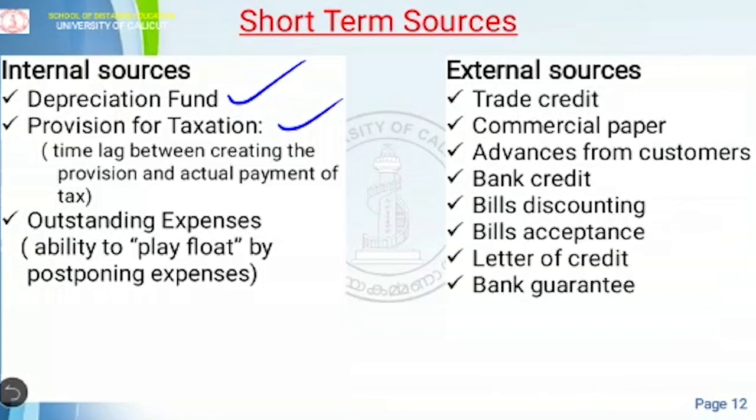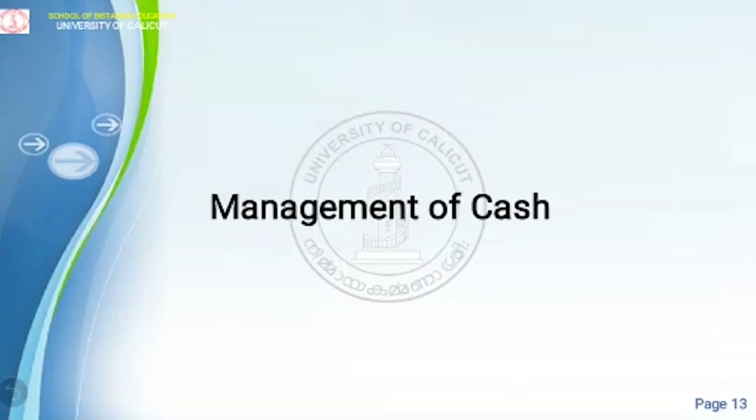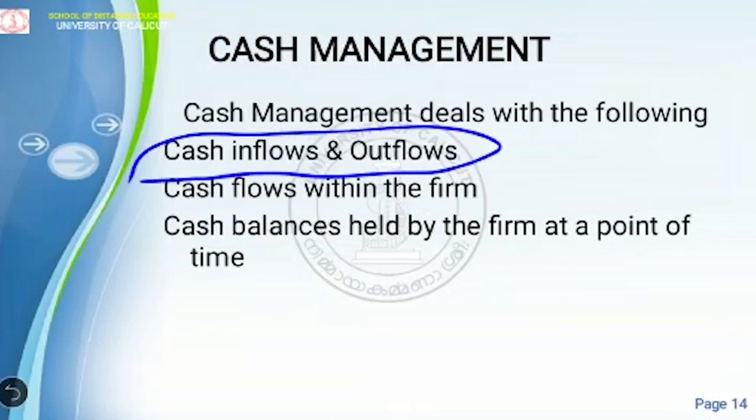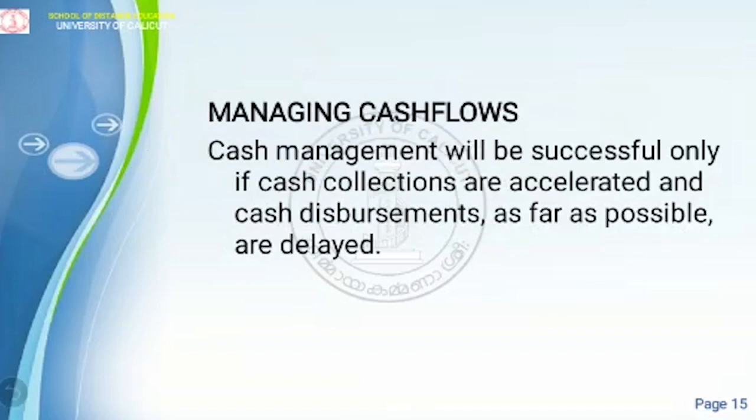In the case of short term sources, we have internal and external sources. Internal means the depreciation fund that is kept apart by the organization. Then provision for taxation, which is a time lag, and outstanding expenses. Then the short term external sources include trade credit, commercial papers, advance from customers, bank credit, bill discounting, bills acceptance, letter of credit, bank guarantee, etc.